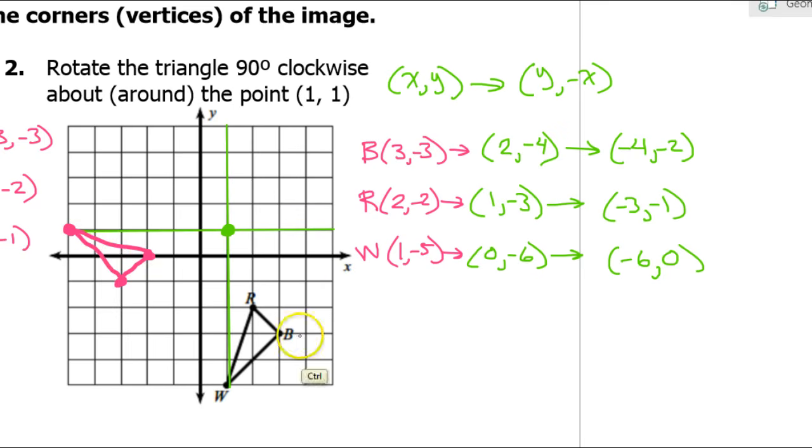So this would be the image after a rotation around the point 1, comma 1. Now let's label these very quickly. So this last point was W prime, and then the negative 3, negative 1, that was R prime, and this was B prime. So that's how you rotate around a point that is not 0, 0.